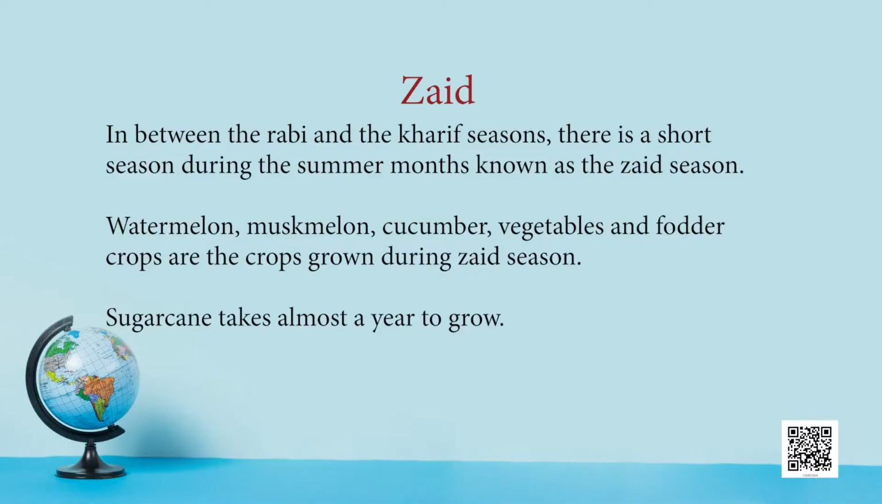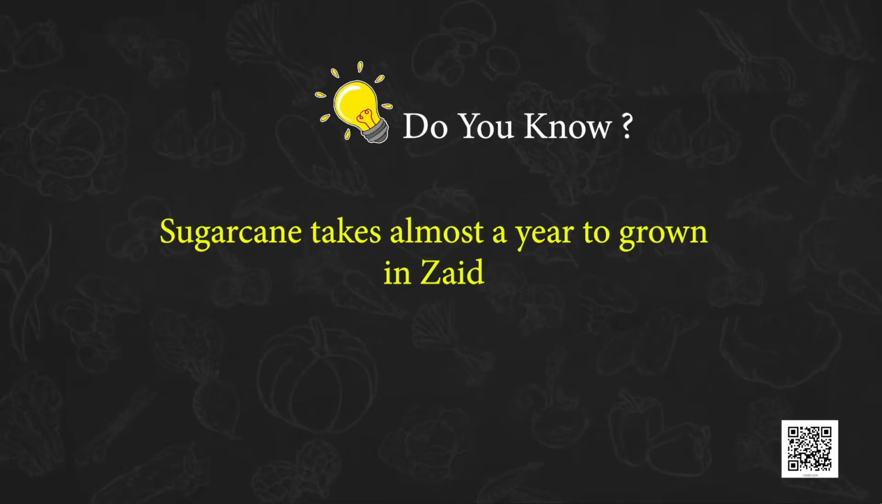The Zaid cropping season. The Zaid cropping season is the season in between the Rabi and the Kharif season. There is a short season during the summer months known as the Zaid. Which are the crops that are grown? Watermelon, muskmelon, cucumber, vegetables and fodder crops are chiefly grown. Do you know sugarcane is also grown during this season, but it takes almost a year to grow.